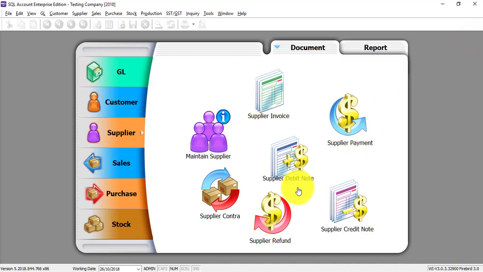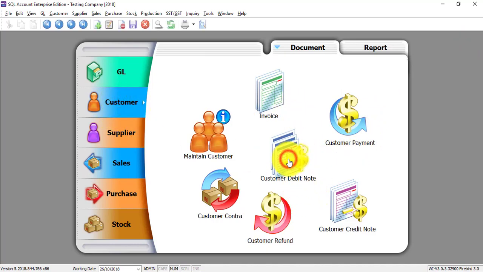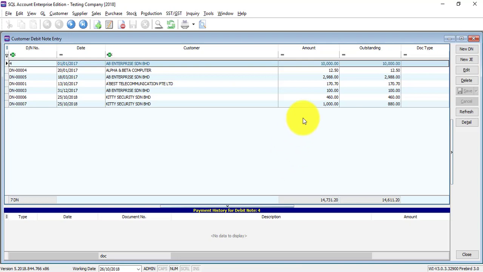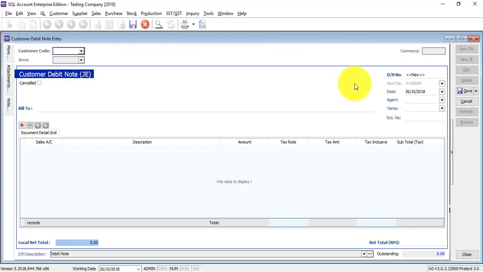Because you will know that when you do a debit note for customer, what is the double entry? It will be debit your customer, credit one account. So that's how you use the customer or supplier debit note and credit note to replace the journal entry.